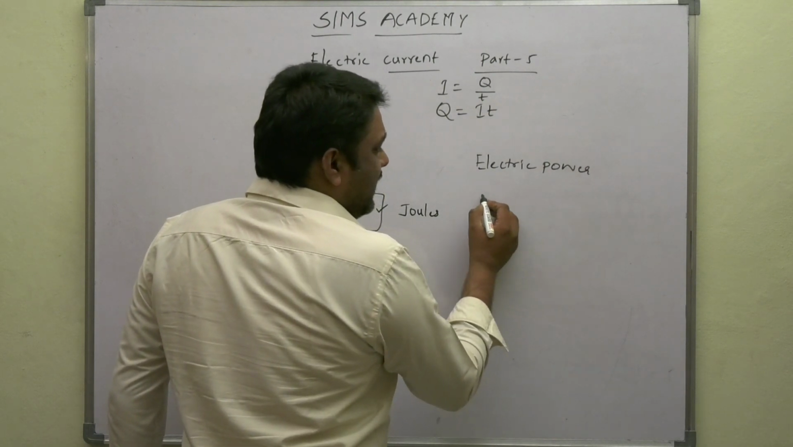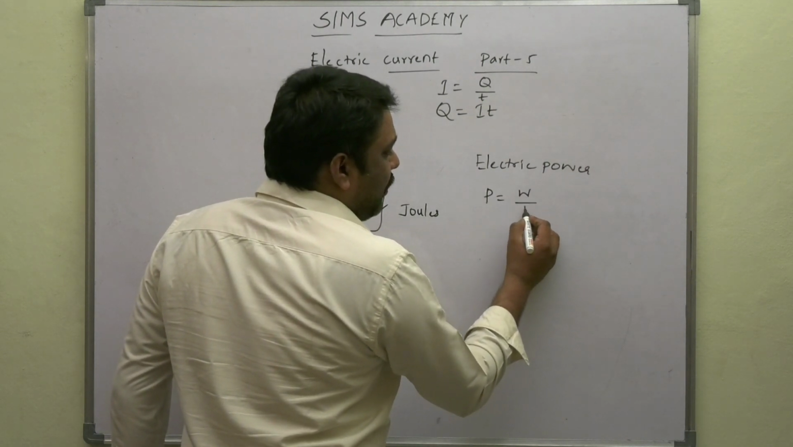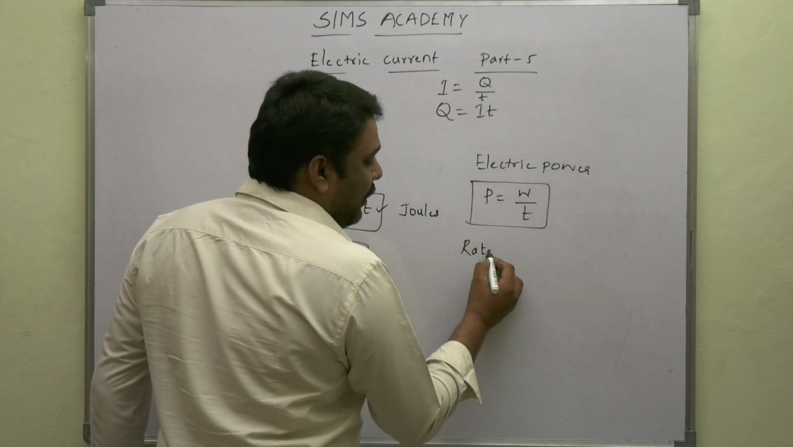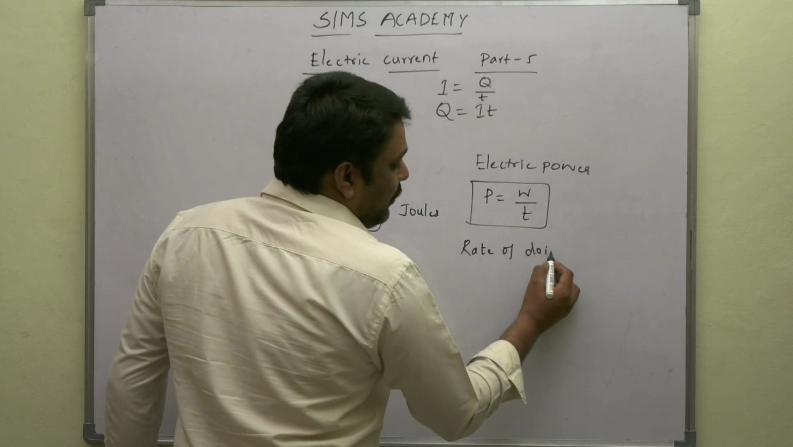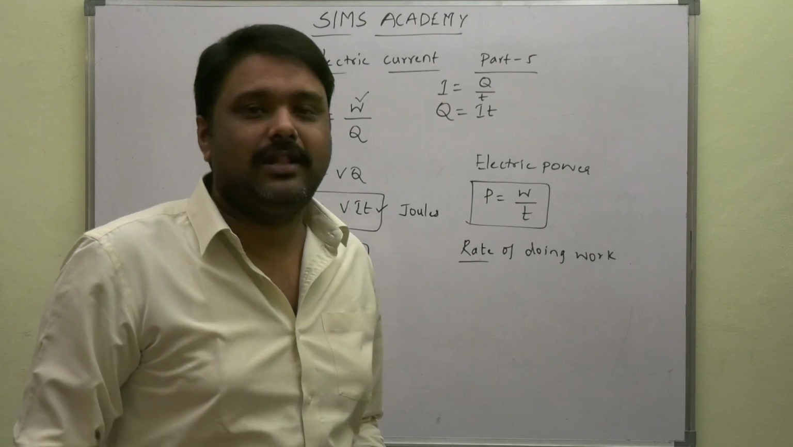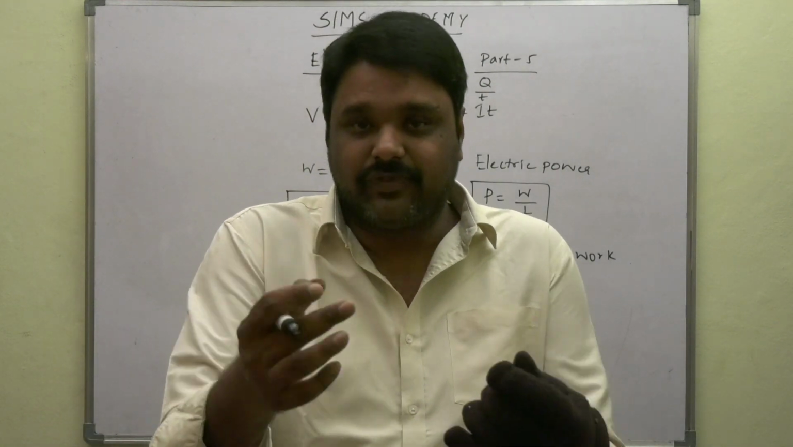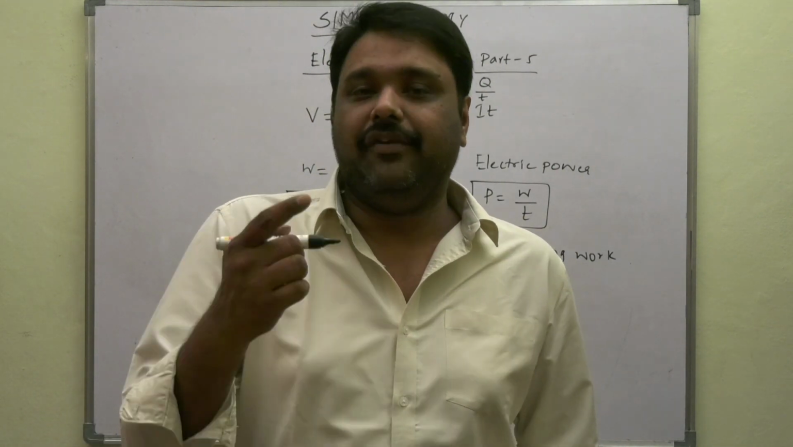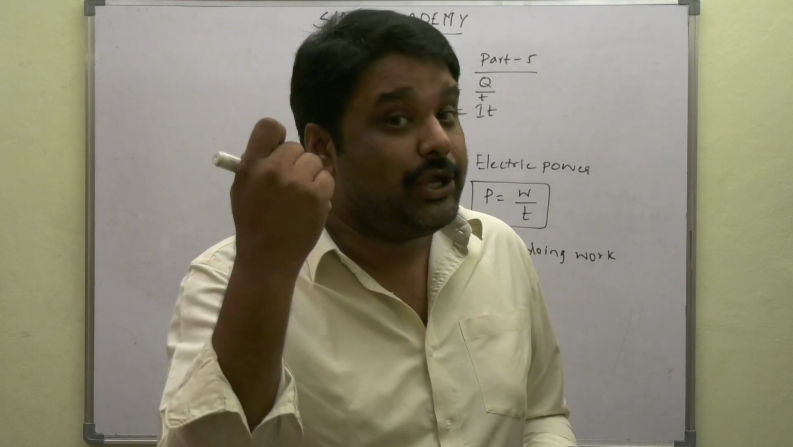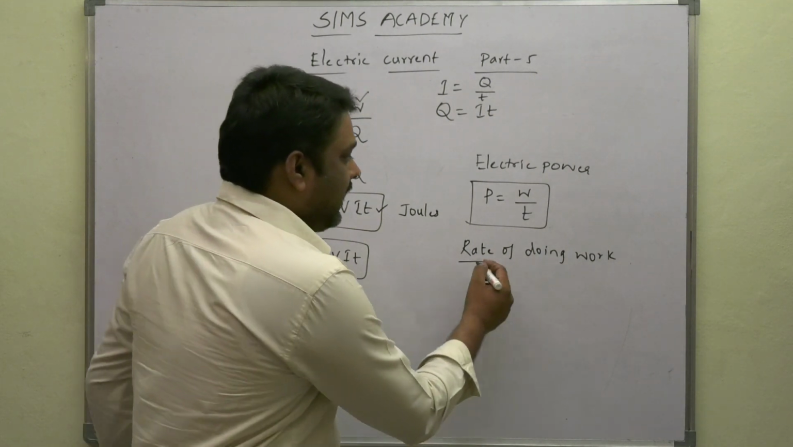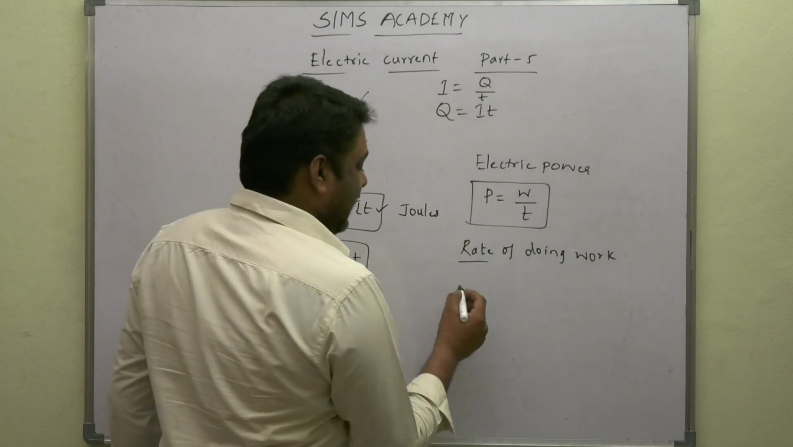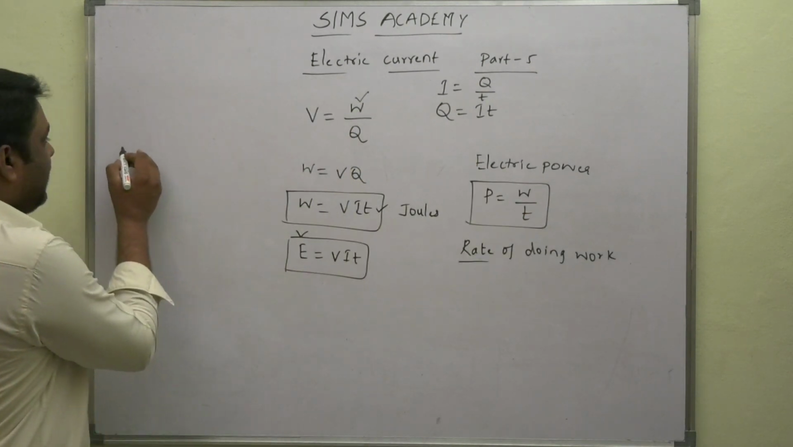Generally, we define power as the rate of doing work. What do you mean by rate then? Cost or price of some item? No. In physics, rate indicates per second or per unit time. Here, the rate of doing work is called electric power. Let us derive its formula here.